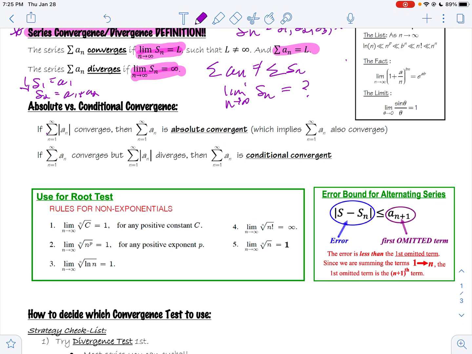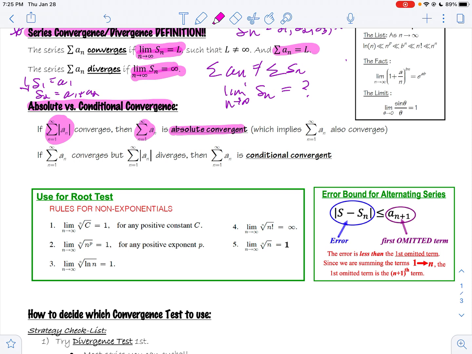All right, the next thing I wanted to talk about is some clarification on absolute versus conditional convergence. The thing to keep in mind is that for absolute convergence, if the series of absolute values converges, then you have absolute convergence. Because if its absolute value converges, then the one without the absolute value will definitely converge. Okay?